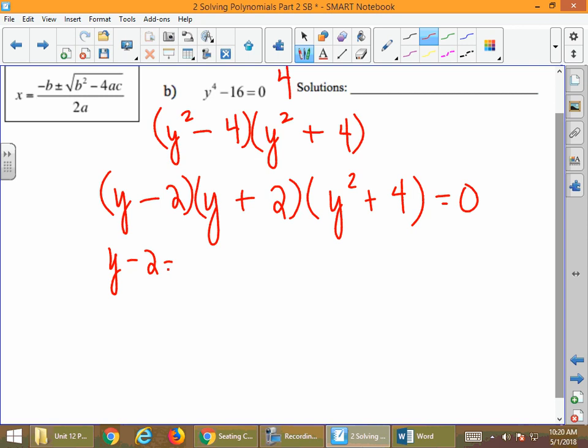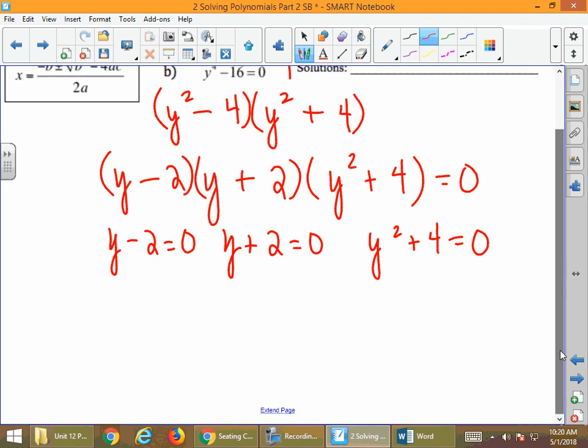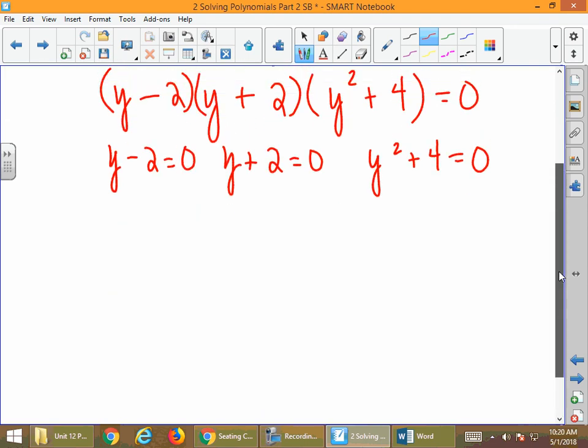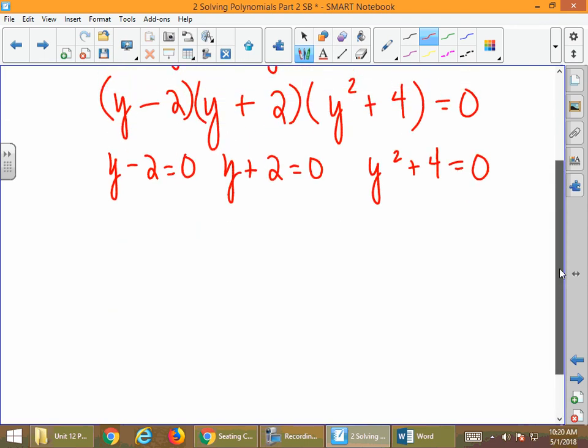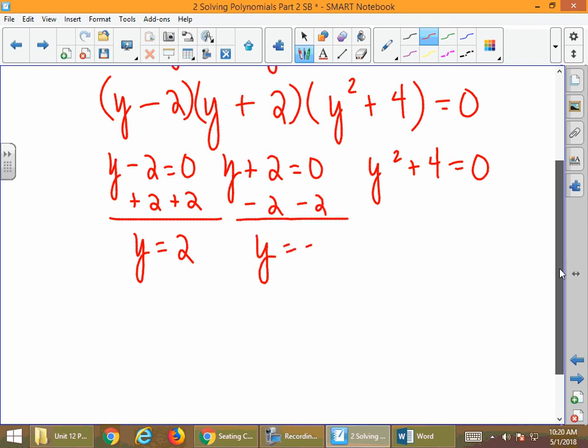Y minus 2 equal to 0. Some of you don't need to set it equal to 0. You can go right to the answer. The y plus 2 equal to 0. And then the y squared plus 4 equal to 0. And when we simplify this, we'll add 2 to both sides. So we get y equals 2. We'll subtract 2 from both sides. We get y equals negative 2.